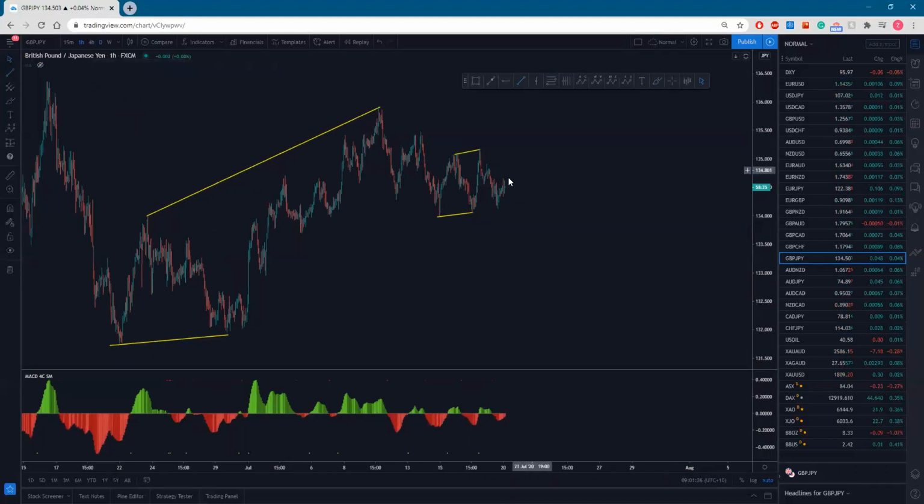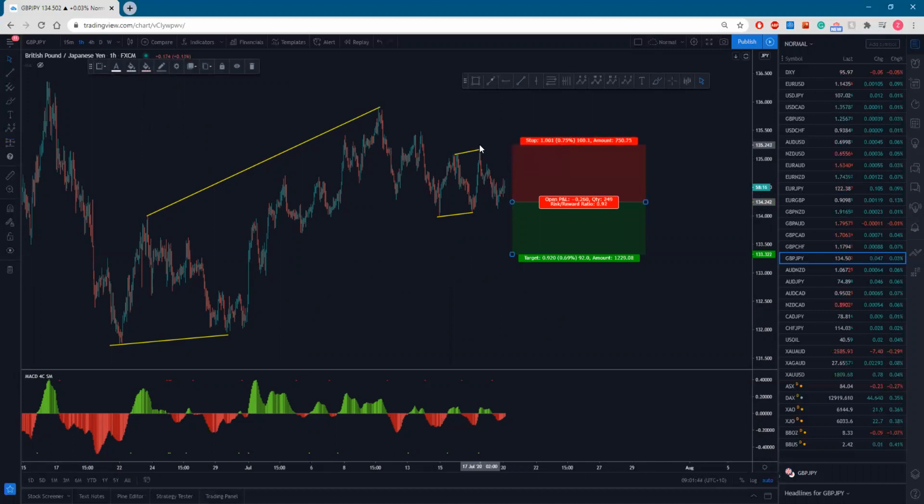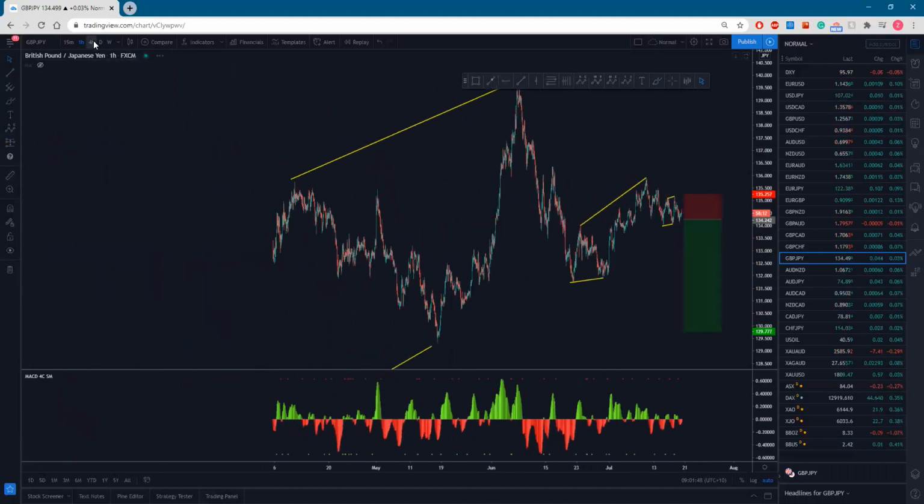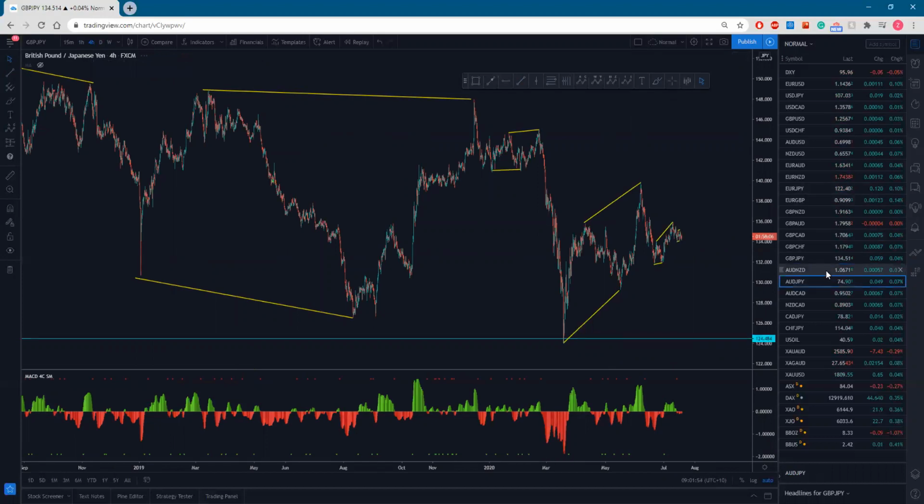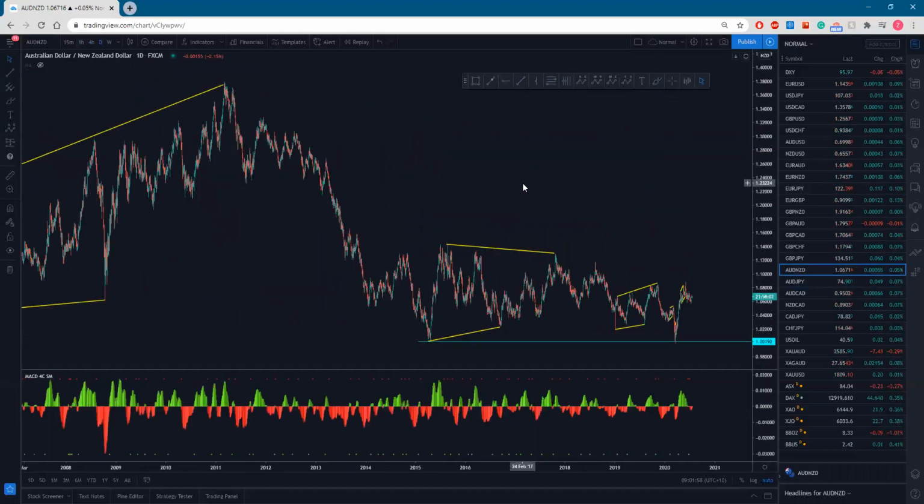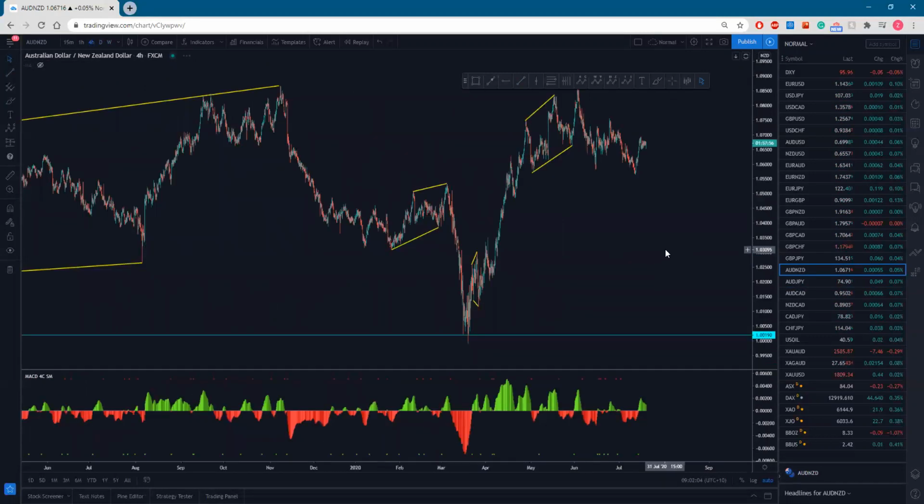In here, you'd look to go short. Stop here, stop here. Hold this to go down. Break this low, something like that. Aussie New Zealand. Okay. We've broken this low and we've kind of reversed.